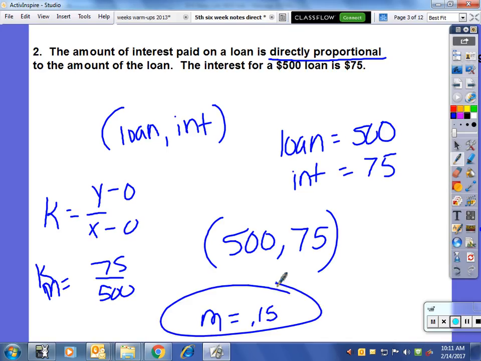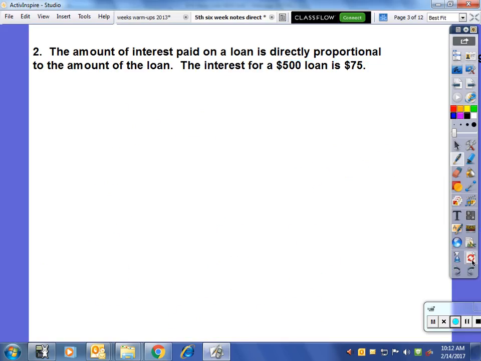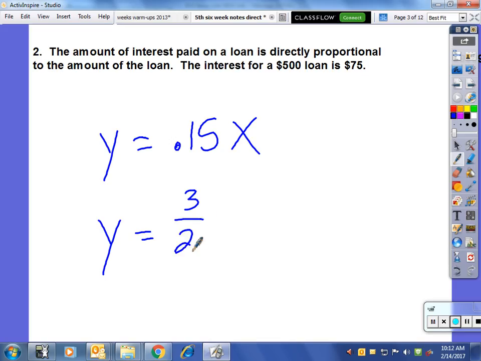This means you're paying 15 cents extra for every dollar you borrow. You're paying 15 cents on the dollar for interest. What's the equation going to be? Y equals 0.15x. Somebody said 3 over 20. That's correct as well. That means for every $20 you borrow, you have to pay back an extra 3.